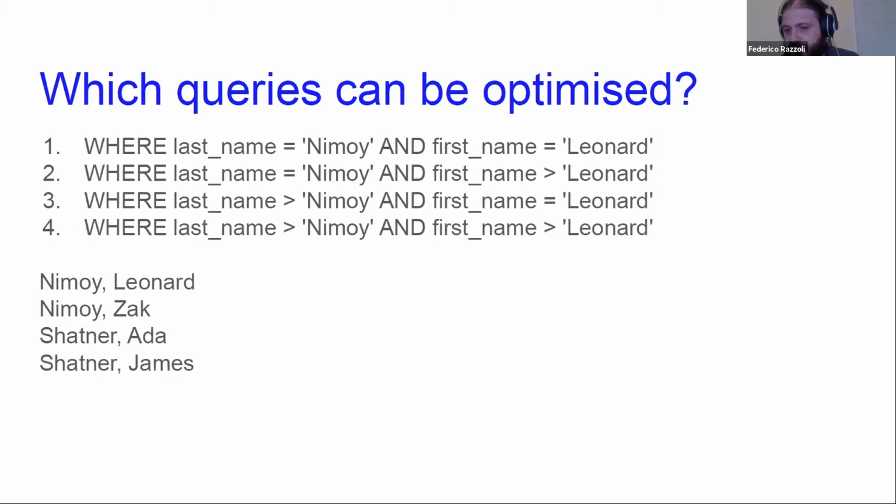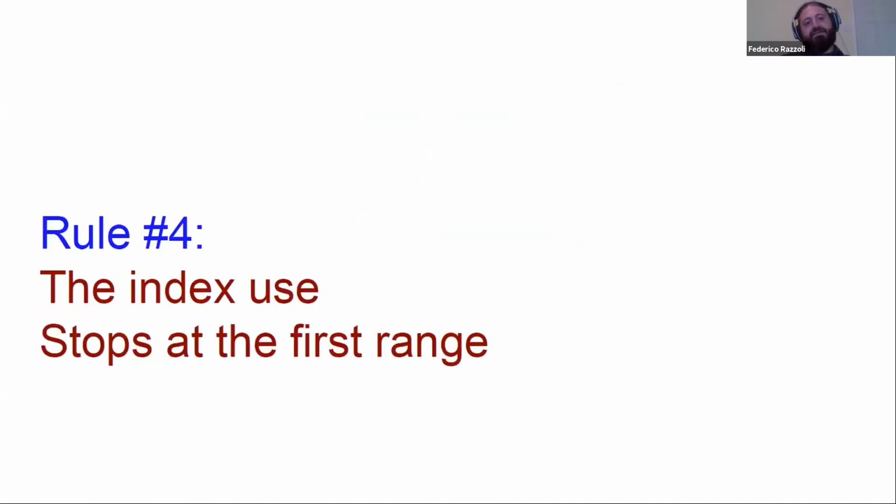So actually the question by Ruth is absolutely correct. So in queries 3 and 4, the index would only allow MySQL to reduce the number of rows to be scanned to just the last names greater than Nimoy. Okay, so it is an optimization, but it is not a great optimization because it will still have to read a lot of data just to find the Leonards. Okay, so let's proceed.